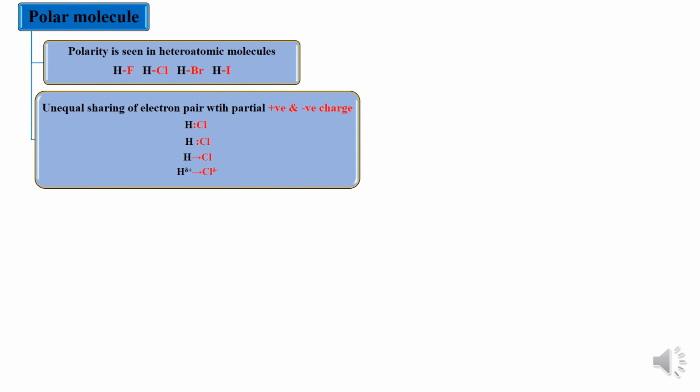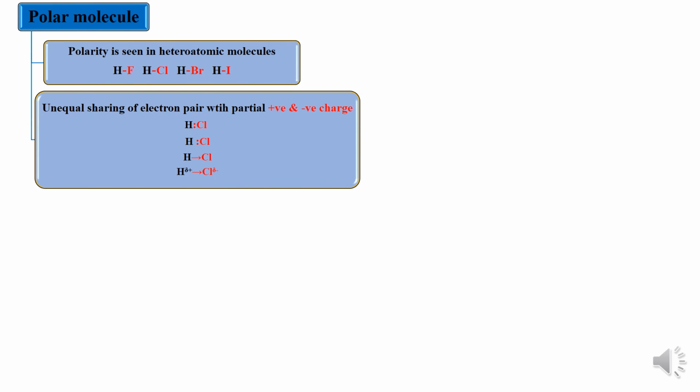So as we all know, a covalent bond is formed by mutual sharing of a pair of electrons. But in the case of hydrogen chloride molecule, there is unequal sharing of electron pair between the hydrogen atom and the chlorine atom. And the shared pair of bonding electrons is more towards the chlorine atom, or it is very close to the chlorine atom. And this is shown by an arrowhead pointing towards the chlorine atom.